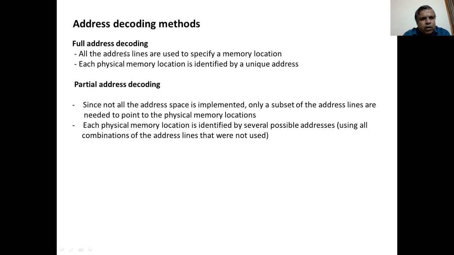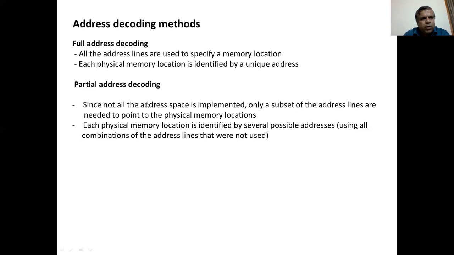So there are two techniques of address decoding. The first one is full address decoding, and the second one is partial address decoding. So what is full address decoding? In full address decoding, all the address lines are used to specify a memory location. All the address lines, in this sense, means the 20-bit address lines from A0 to A19 of the microprocessor, which are used to specify a memory location. Each memory location is identified by a unique address. So in full decoding, all address lines are used to specify or decode a memory address.